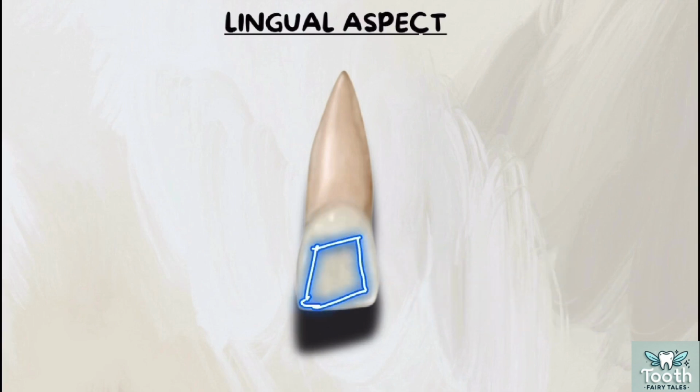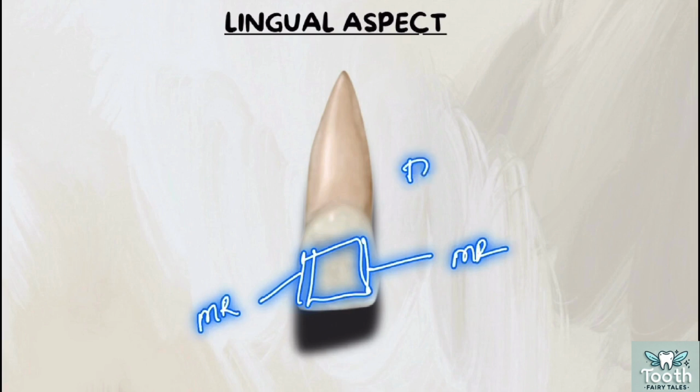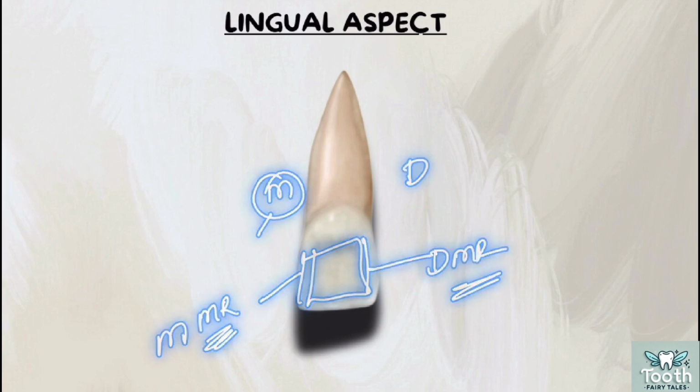Surrounding the lingual fossa, you see marginal ridges. This is the distal side of the tooth and this is the mesial side of the tooth. So this marginal ridge is known as the mesial marginal ridge and this marginal ridge is known as the distal marginal ridge.